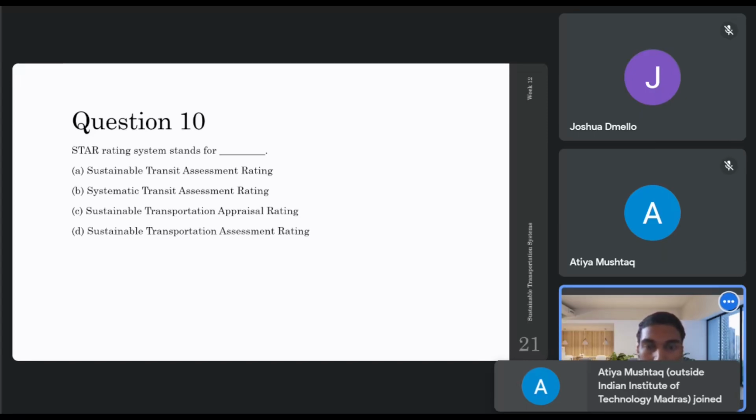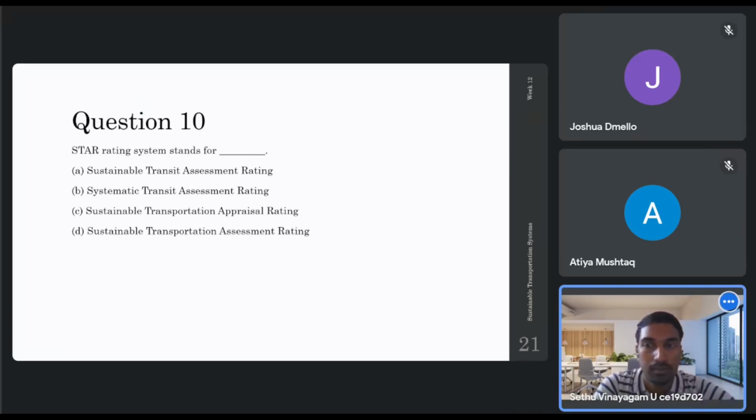Any answer? Yes, we have one more for A, Sustainable Transit Assessment Rating. Any other answers?